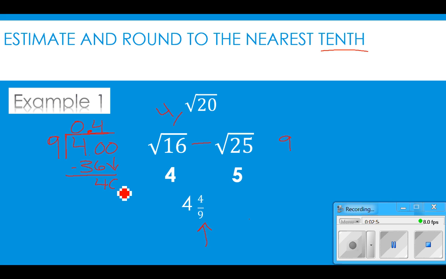Bring down the 0. And we know 9 goes into 40 4 times, and this is actually going to be repeating, but we're rounding to the nearest tenth, which is this number. We have to look to the number beside it to figure out whether to keep it as a 4 or move it up to a 5. And because 4 is less than 5, we're going to keep it as 0.4. So that means our answer, we're going to bring over this 4 and the decimal point, and so our answer would be 4.4, or 4 and 4/10.